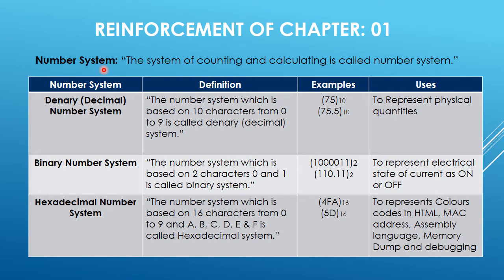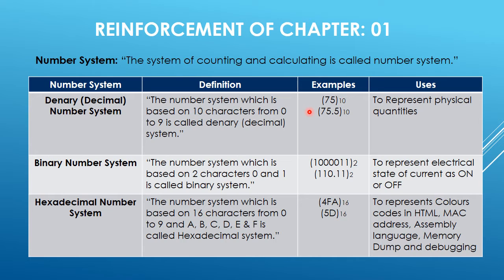Number system is the basic part of chapter number 1. The system of counting and calculating is called a number system. In the context of chapter number 1, there are 3 categories of number system: denary or decimal number system, binary number system, and hexadecimal number system. The number system, which is based on 10 characters from 0 to 9, is called denary or decimal number system. For example, 75 with base 10 is a decimal number system.